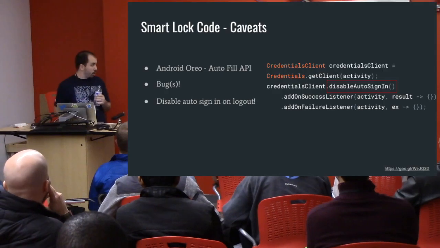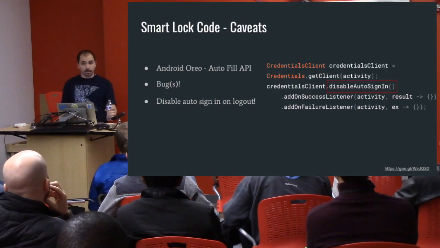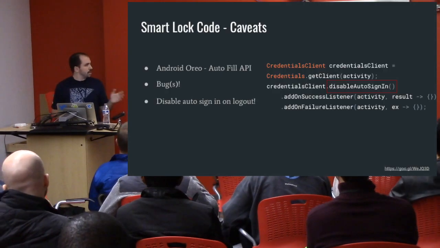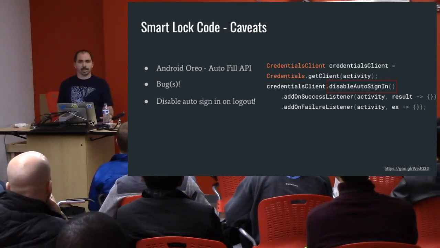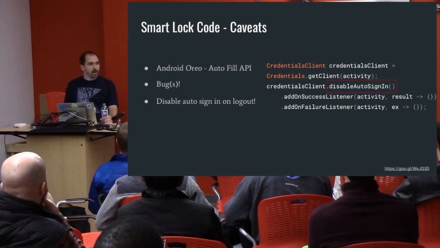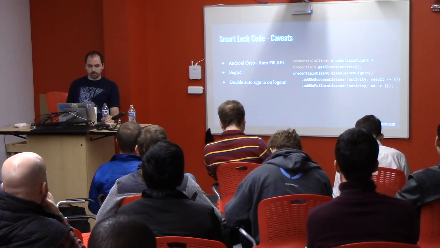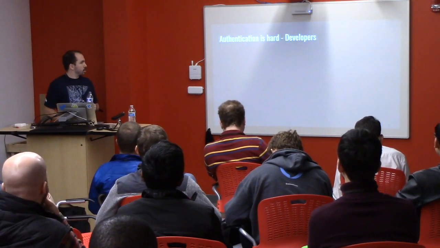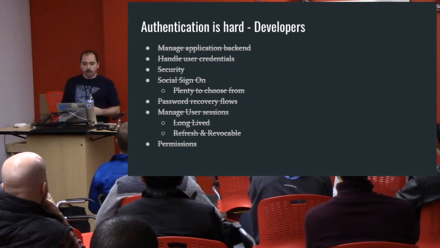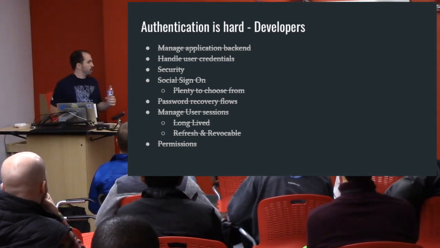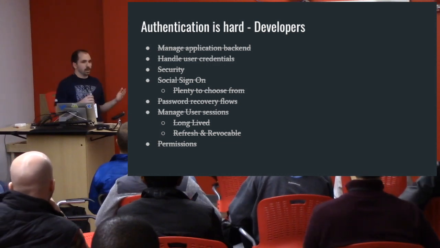So to do that, you call this disable auto sign-in method, and what I've seen is it just goes directly into the success block. I haven't seen it actually go into the failure block yet, and it's pretty quick, so you can do that pretty easily. But like I said earlier, this is just another thing that you have to implement as a developer. So it doesn't really alleviate any of these problems, right?